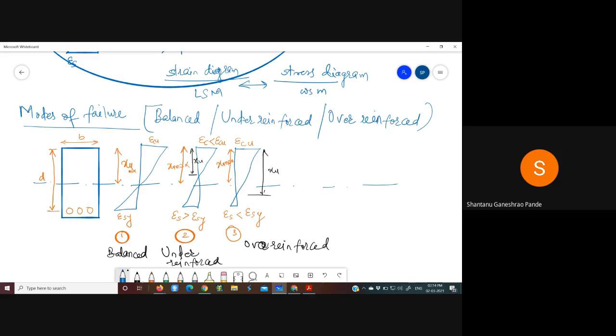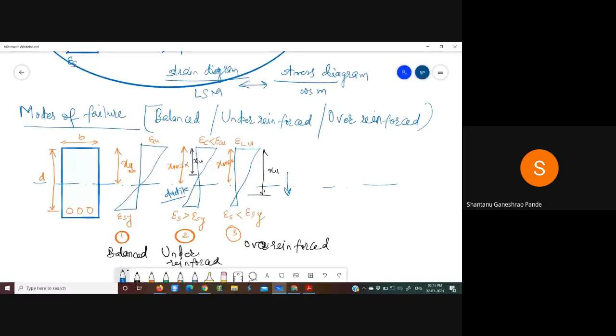So in this case the failure will be ductile, and whatever failure there is will be primarily because of tension failure of steel. Here the actual neutral axis has shifted upward compared to the balanced section or critical neutral axis. Xu max is the balanced section depth of neutral axis. Compared to that, Xu has moved upwards in an under reinforced section, whereas in an over reinforced section the neutral axis has moved downward and Xu is more than Xu max.